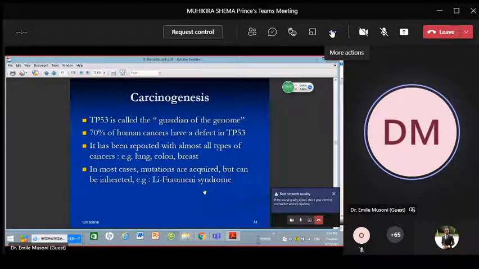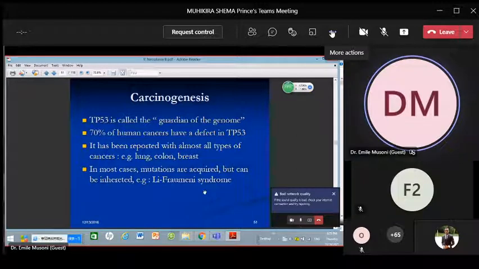P53 is called the guardian of the genome. 70% of human cancers have a defect in P53. It has been reported in almost all types of cancer, for example lung, colon, and breast. In most cases, mutations are acquired, but they can also be inherited, like in Li-Fraumeni syndrome.